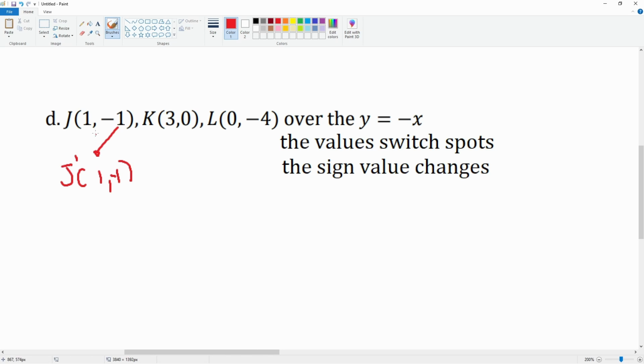It switches. Do you see how it switches? And then the sign changes. Okay. Switches, so 0, comma 3. It was positive, now it becomes negative, so that 3 becomes a negative 3. K prime, negative 4, comma 0, switches, and then that negative becomes a positive. So this is how it will look when it is reflected over y equals negative x. Remember that the values switch spots and the sign values also change.